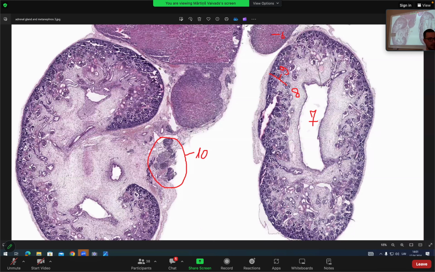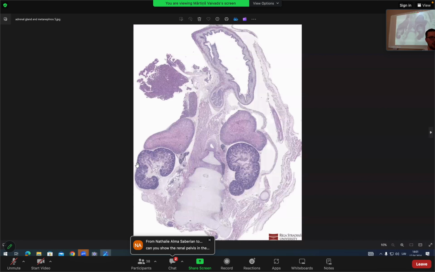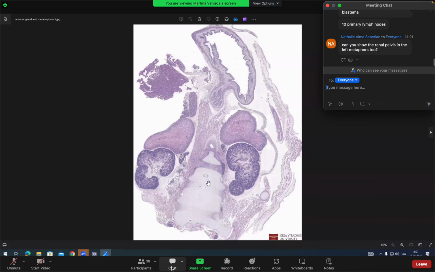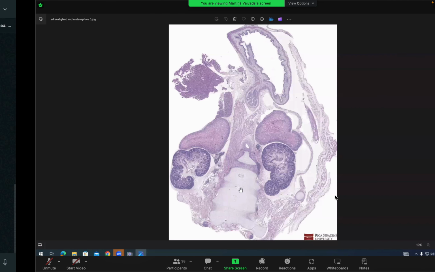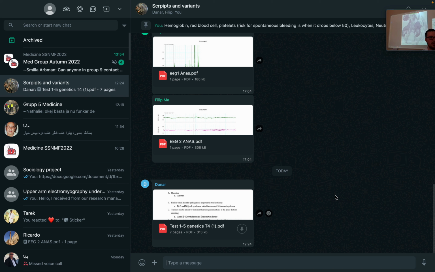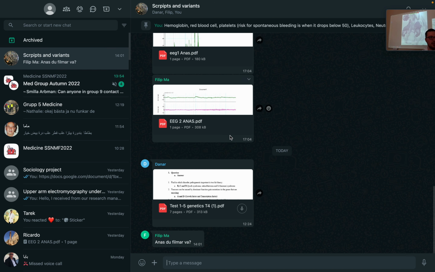I hope you got this. In some slides, these primary lymph nodes can look like this, so big clumps of tissue around. So big clumps of tissue can appear in the slide. Also, be careful with structures like the vertebral tissue, but we will talk about the liver next week.